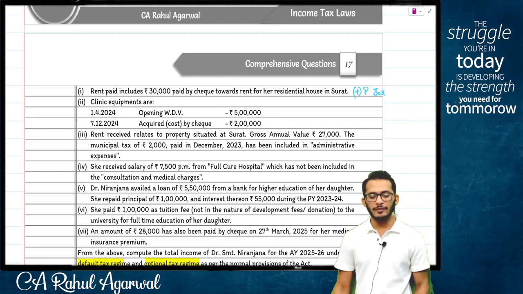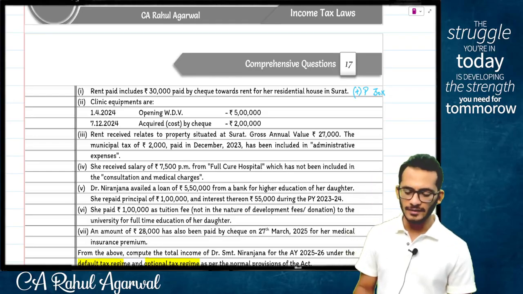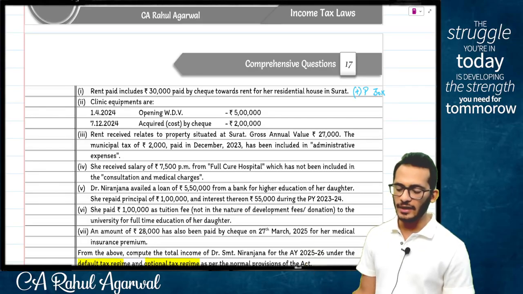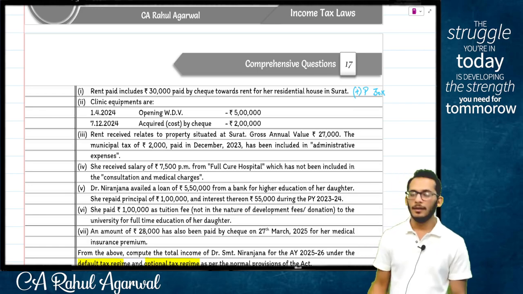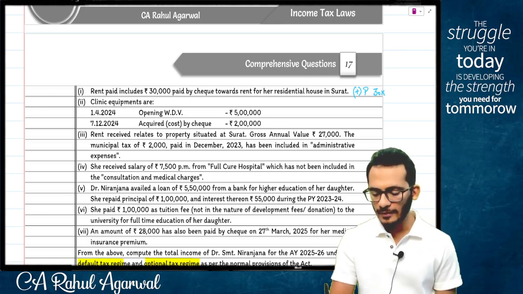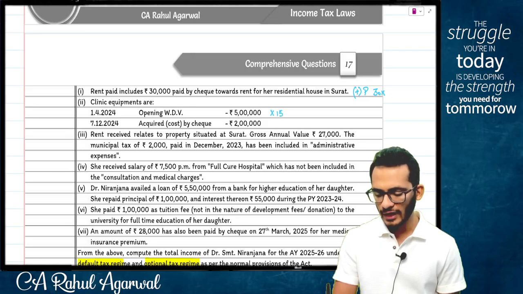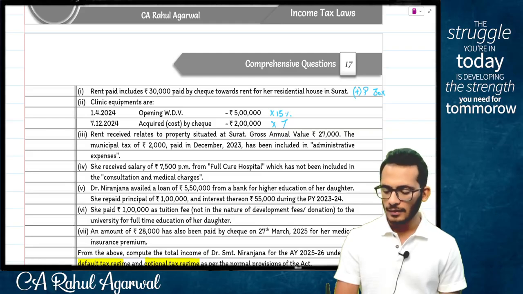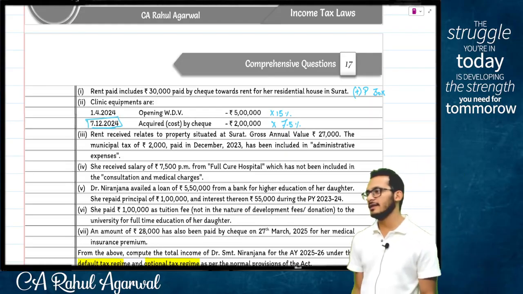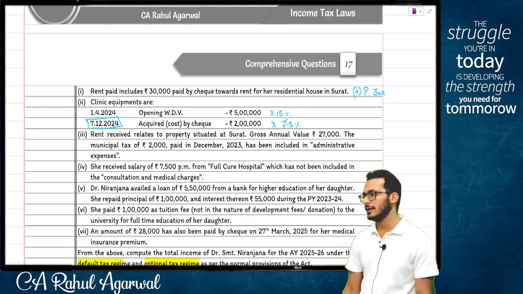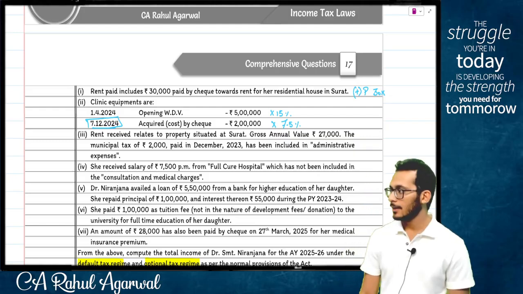Next, I have clinical equipments, people, which they are coming and clarifying, saying opening WDV is 5 lakhs, acquired and paid by check 2 lakh rupees. I have to compute depreciation. Opening WDV will be liable for 15%. This will be liable for, very good, 7.5%, because this is after Gandhi Jayanti and therefore half depreciation.